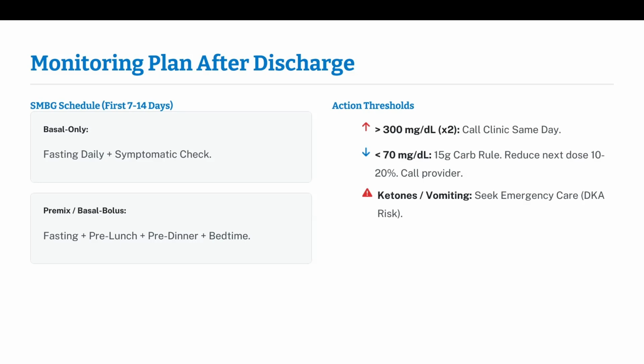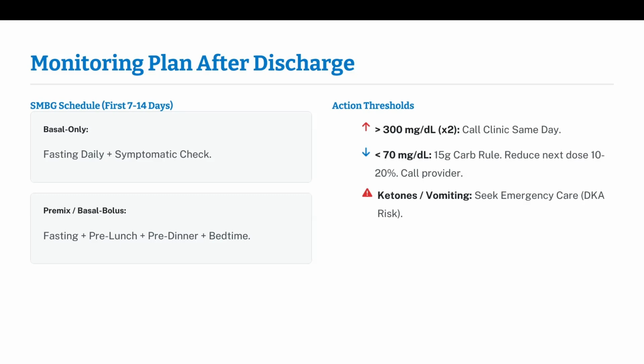When the patient is on a basal-only regimen at discharge, ensure to check fasting glucose daily for 7 to 14 days, plus as and when required symptomatic checks if the patient is about to experience hypoglycemia, or when the patient is having lethargy, generalized tiredness, or features of DKA. When the patient is being discharged with a premix or basal bolus regimen, ensure fasting, pre-lunch, pre-dinner, and bedtime sugar checks at home for the next 7 to 14 days.